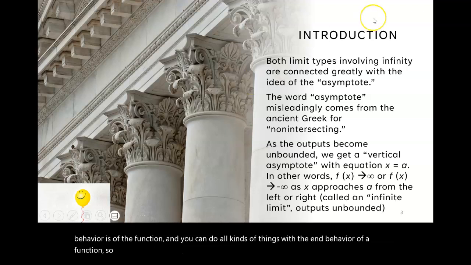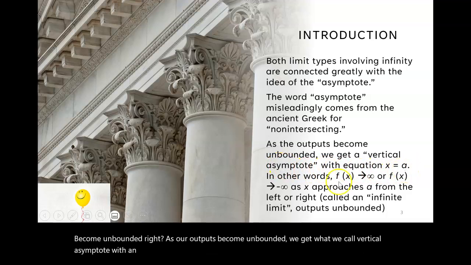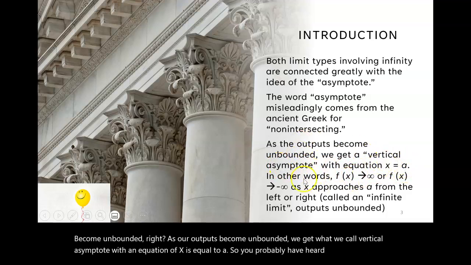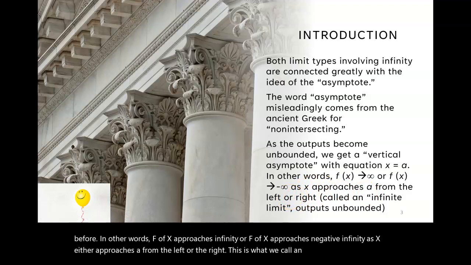So some definitions here. As our outputs become unbounded, we get what we call a vertical asymptote with an equation of x equals a. So you probably have heard that terminology before. In other words, f of x approaches infinity or f of x approaches negative infinity as x approaches a from the left or the right. This is what we call an infinite limit, where our outputs are unbounded.